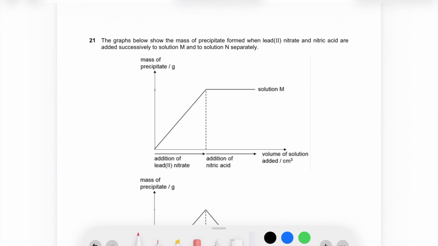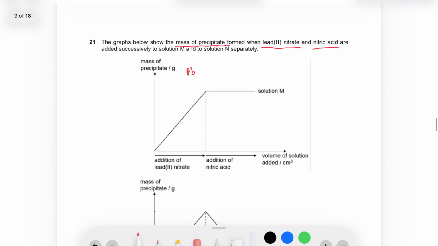21. Let's start. The graph shows the mass of precipitate formed when lead 2 nitrate and nitric acid is added. So you're trying to figure out the mass of precipitate. When you add lead 2 nitrate, the mass of precipitate increases, meaning there's a precipitate formed. This precipitate can be lead sulfate, lead chloride, lead carbonate, or even lead hydroxide.